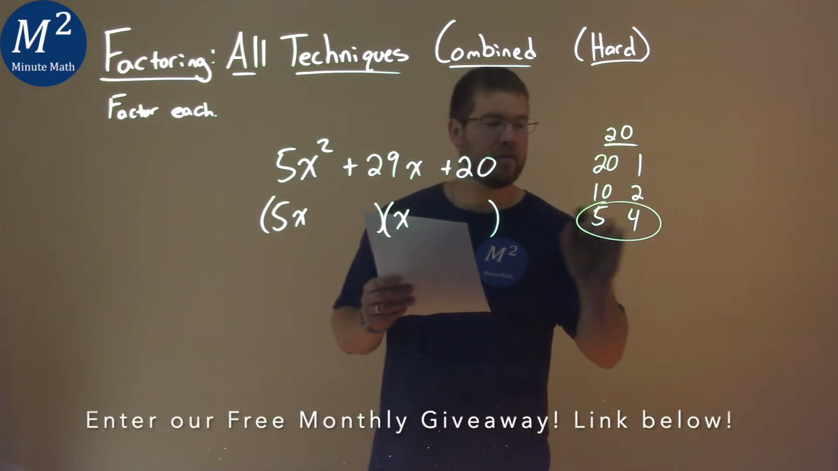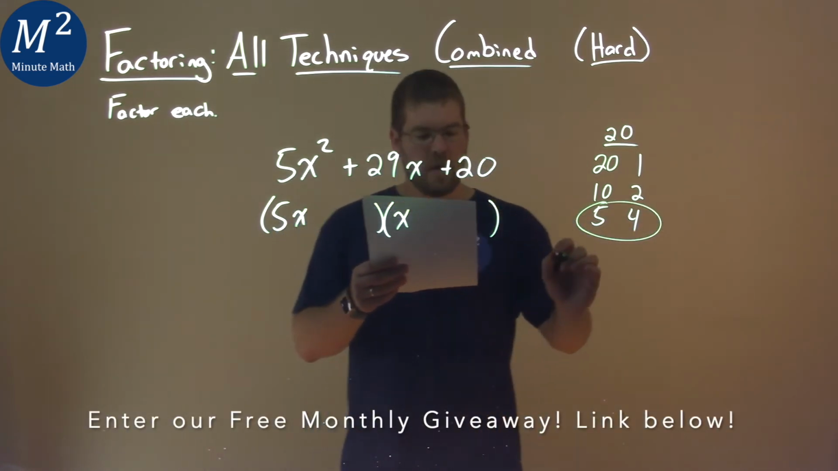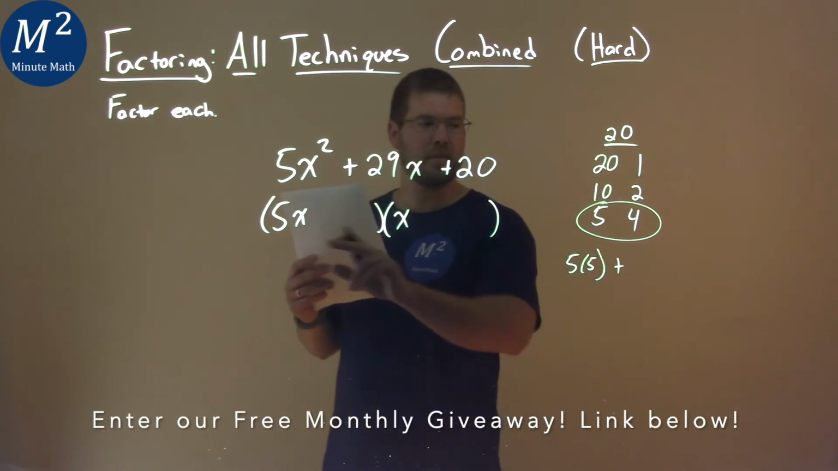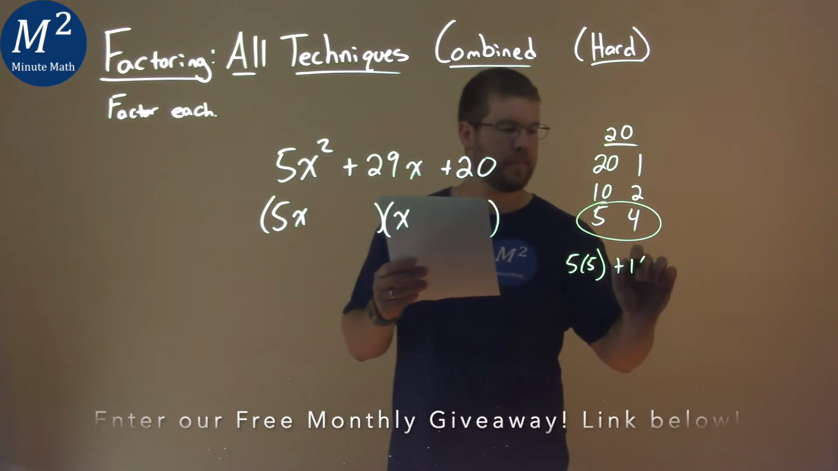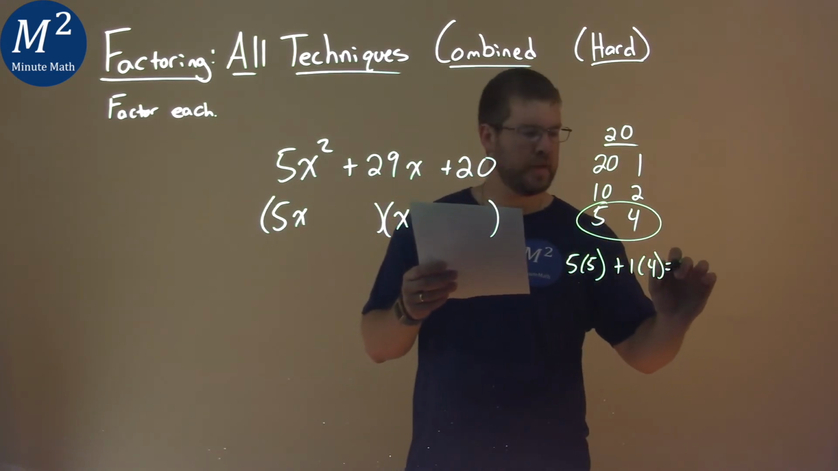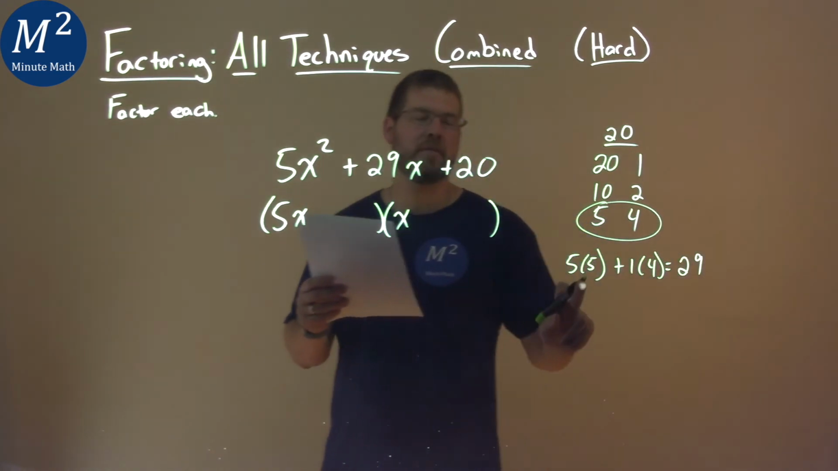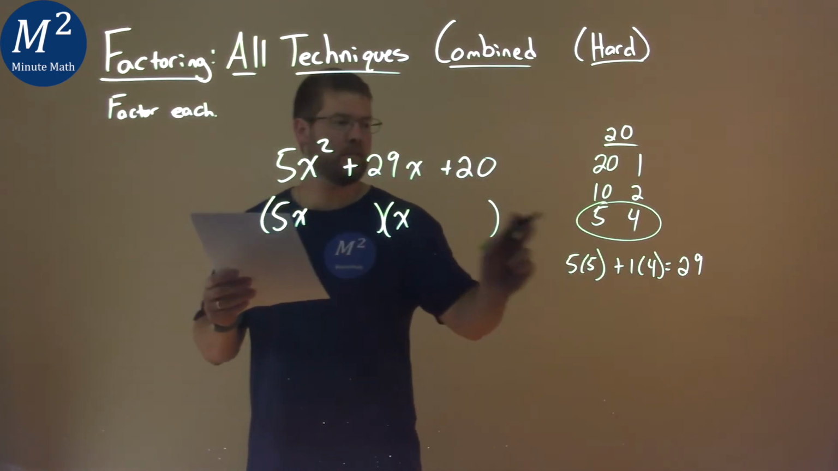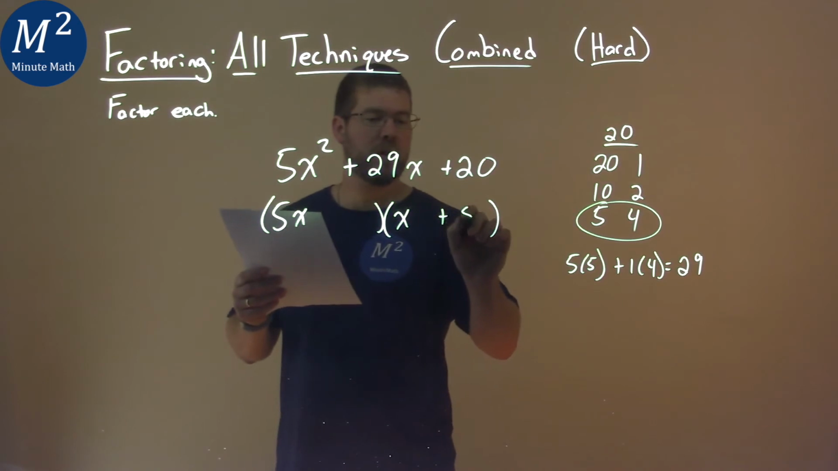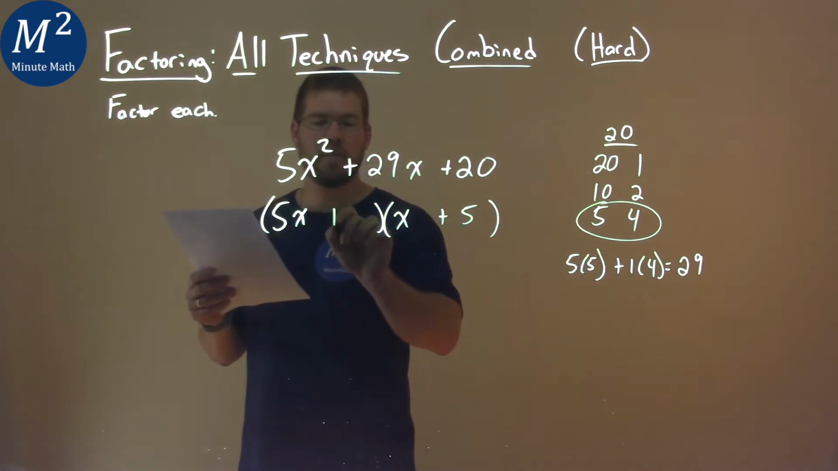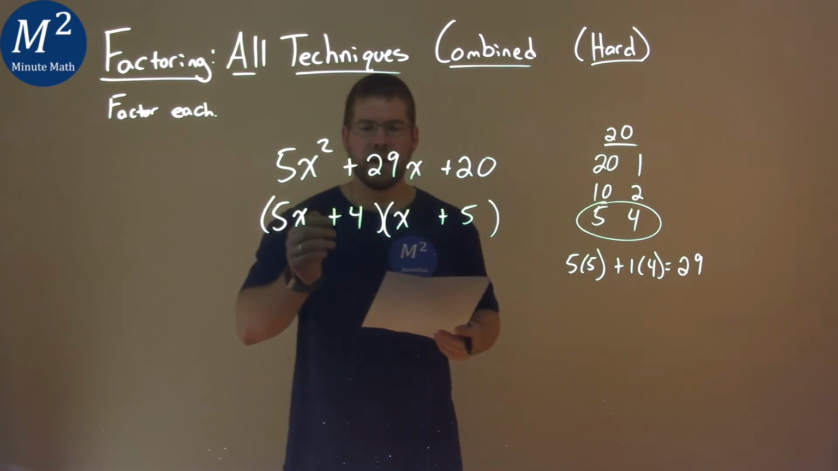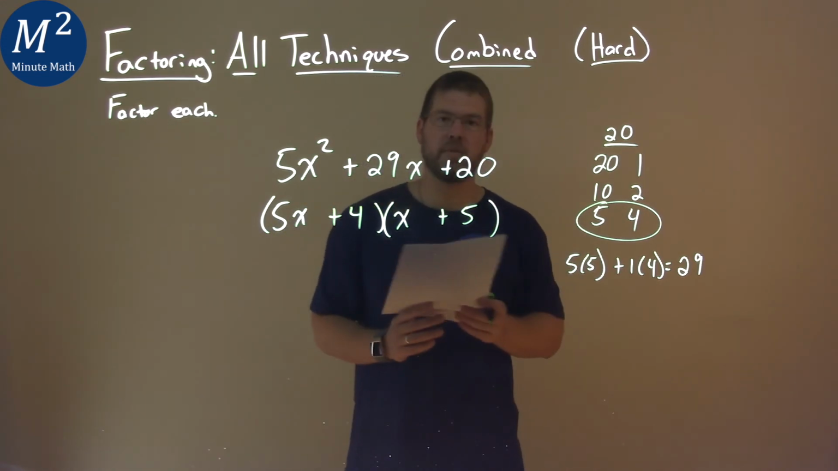The 5 and the 4. 5 times the 5 plus the 1 times the 4 comes out to be 29, right? 5 times 5 is 25 plus 4, 29. So to match it up, 5 has to be multiplied by the 5, so put the 5 on this side. 4 by the 1, put the 4 here. And so our final answer is 5x plus 4 times x plus 5.